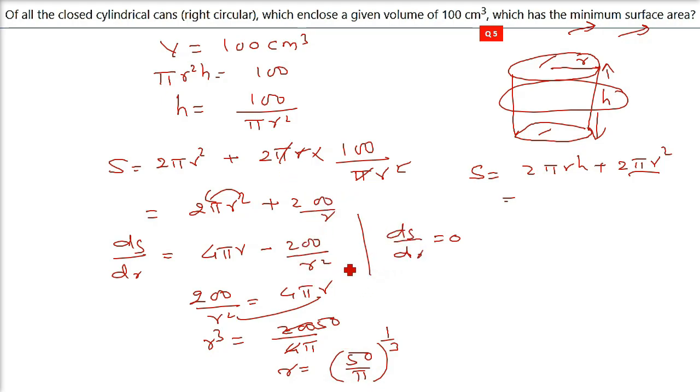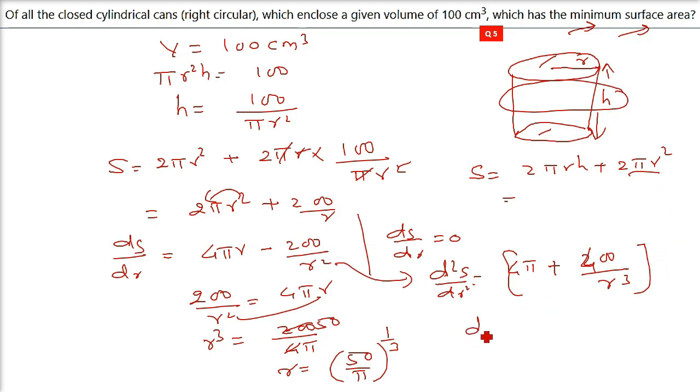But we will not stop here, because we have to show that it is a minimum also. For that we need double differentiation. We are differentiating this expression again, 4 pi, and here we will get r cube, so minus becomes plus 200 by r cube, and this is going to be 400 by r cube. Now what do you see here? Radius cannot be negative, so this whole expression is positive. So d2s by dr2 is greater than 0. So you are going to get a minimum surface area, because we have verified that it gives us the minimum value. What is the radius? It's 50 by pi to the power 1 by 3. This is your answer also.